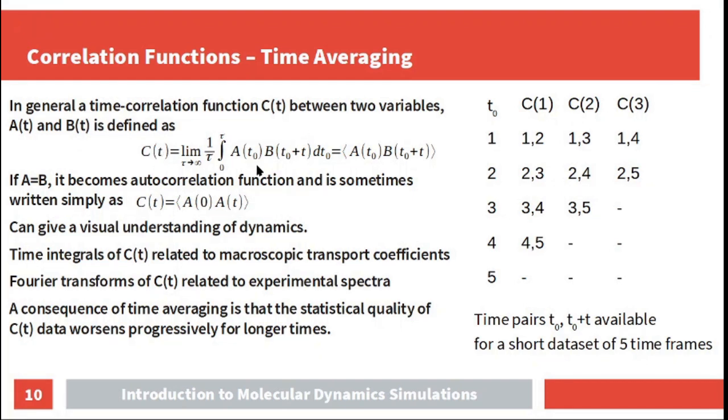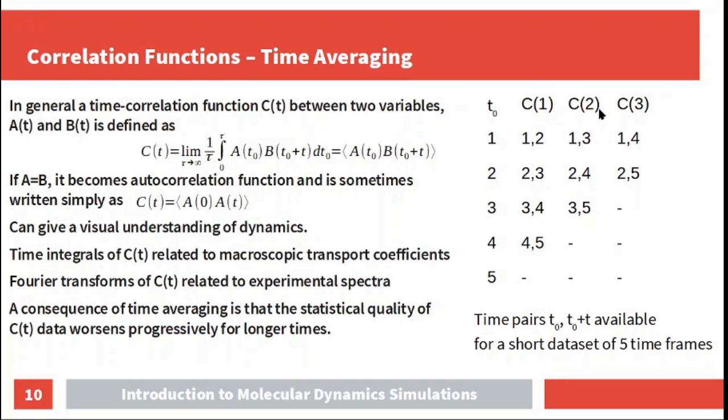When t equal to 1, what you do is you take t0 as 1, then t0 plus t becomes 1 plus 1, that is 2. So you get this pair here. Next, you take t0 as 2, then t0 plus t becomes 3. You get this pair. Similarly, for t0 equal to 3, you get this pair. t0 equal to 4, you get this pair. So you get all these pairs when you change your t0. Okay. And by time averaging, what you mean is you take an average over this product over all these time frames.